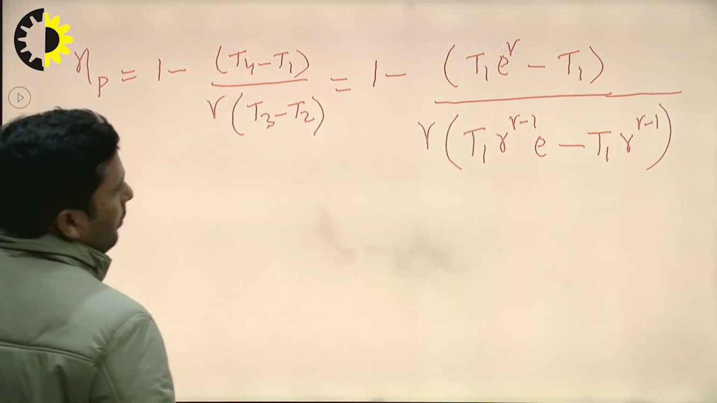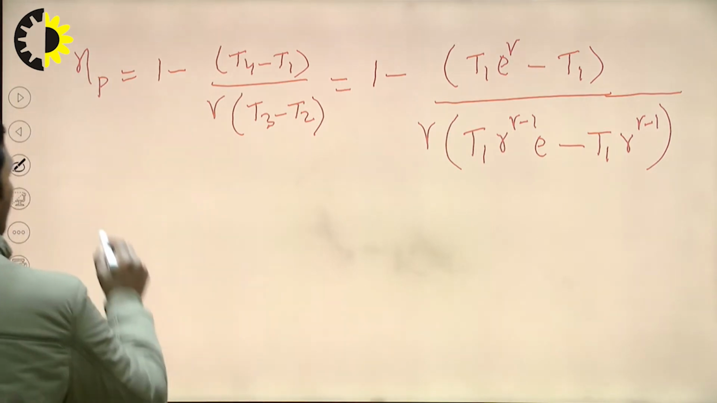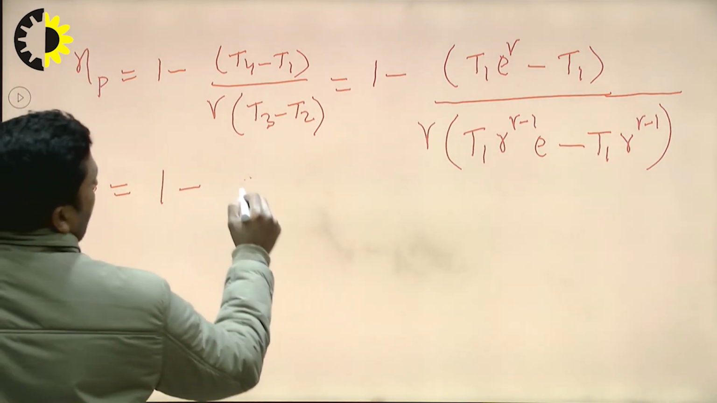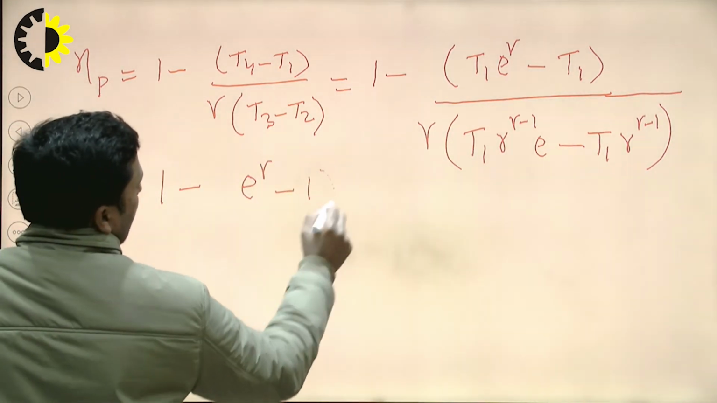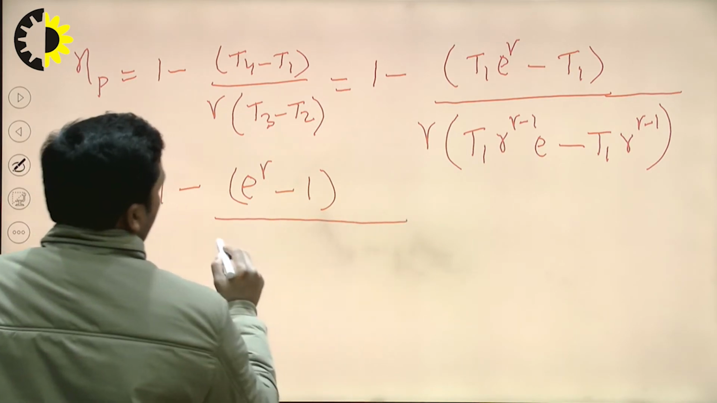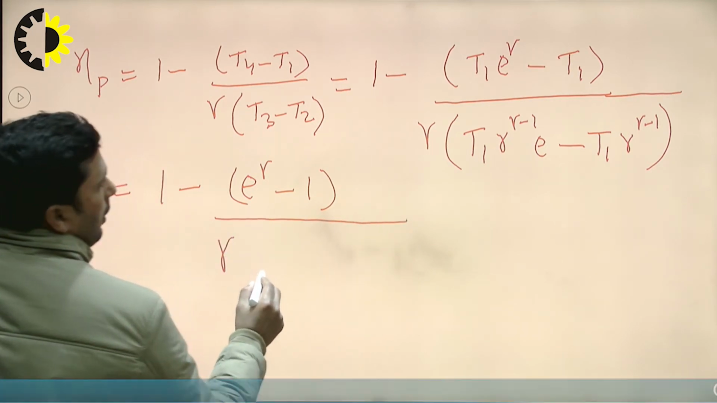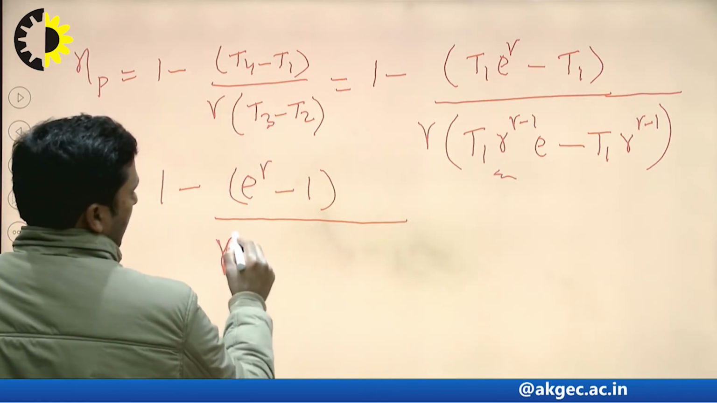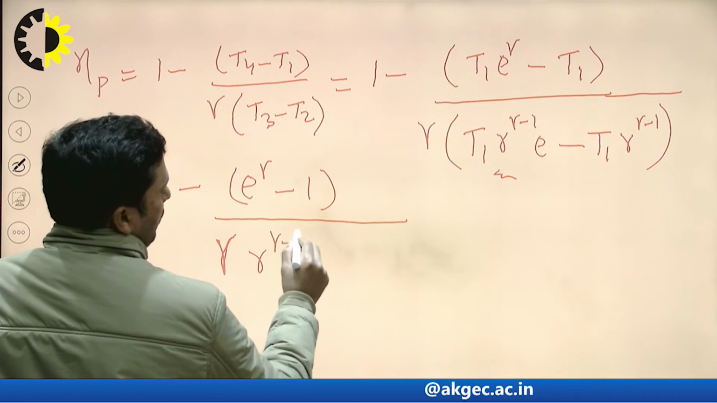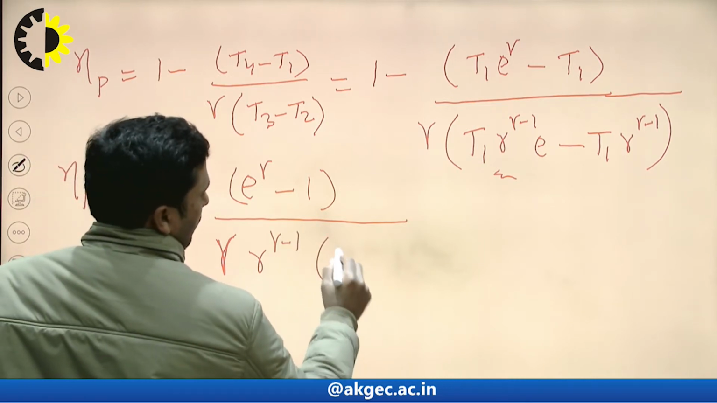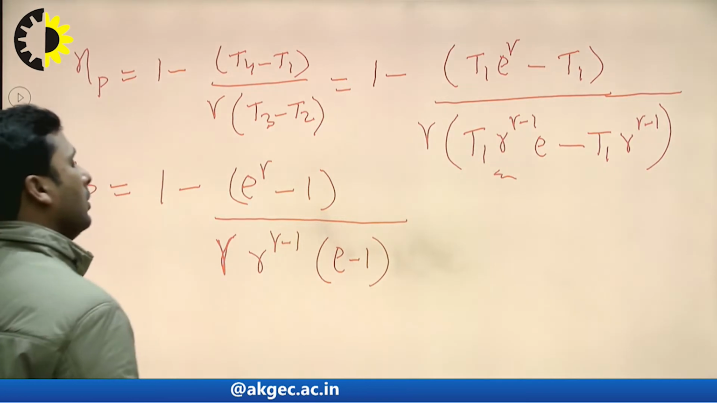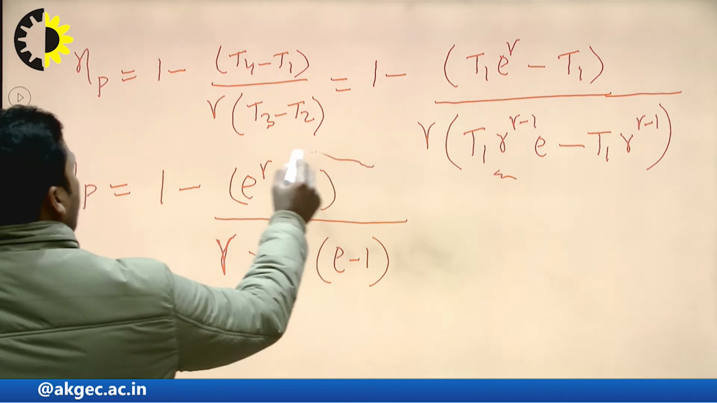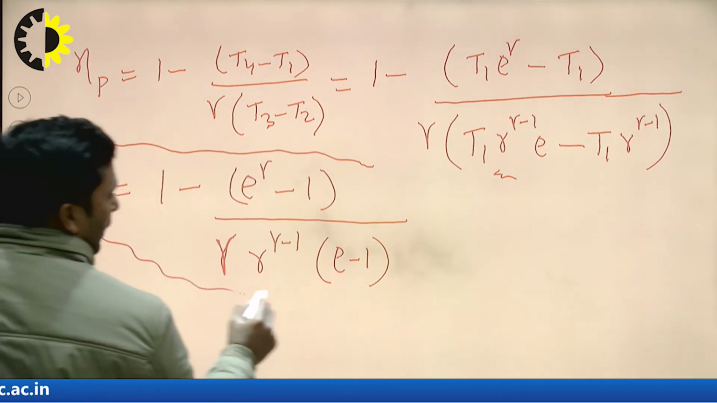So from here T1 will be cancelled out from the numerator and denominator. So eta will be equal to 1 minus rho to the power gamma minus 1 upon gamma times R, which will also be common from this bracket. So gamma times R to the power gamma minus 1 into rho minus 1. So this is the expression of the thermal efficiency of diesel cycle in terms of compression ratio R and cutoff ratio rho.